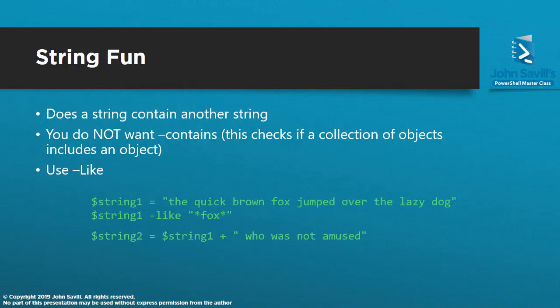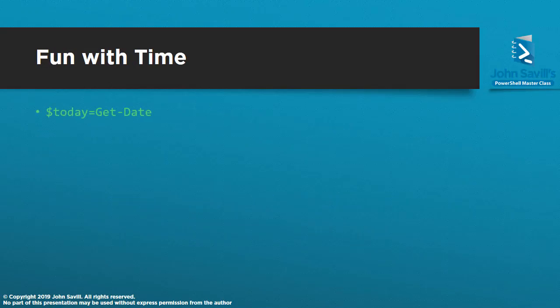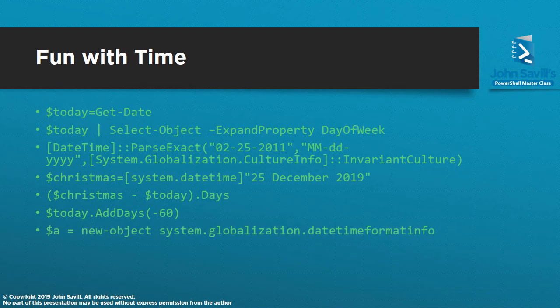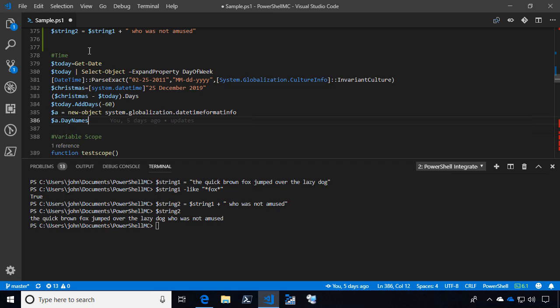So, about time. There's a whole bunch of things I can do with time. I'm actually just going to walk through these. So if we scroll down, I can get today's date. Perfect. And I could say, well, let's get the day of the week.